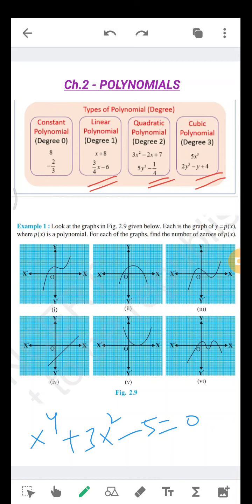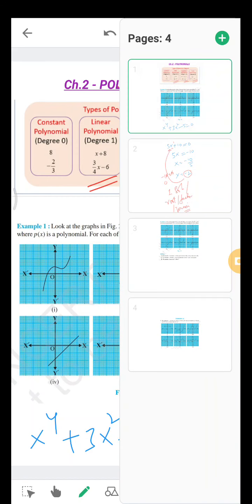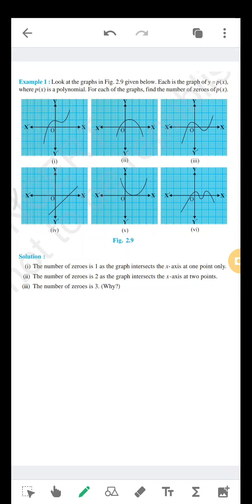So this is one of the examples I have taken from the textbook. Look at the graph in figure 2.9 given below. Each is the graph of y is equal to p of x. What is p of x there? p of x is a certain polynomial. For each of the graphs, find the number of zeros. So looking at the graph, we can say how many zeros a polynomial has. For that you should remember this rule: the number of zeros depends on the points at which the graph cuts the x-axis.